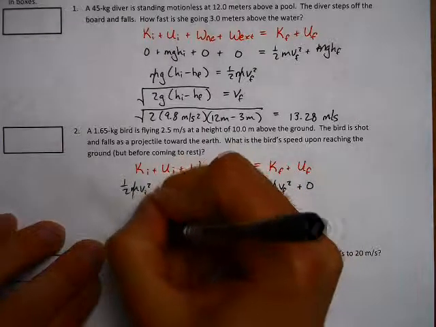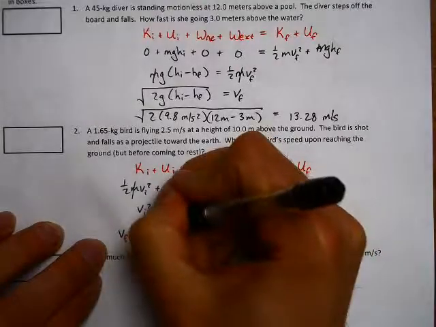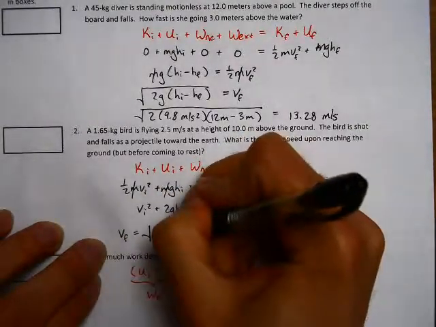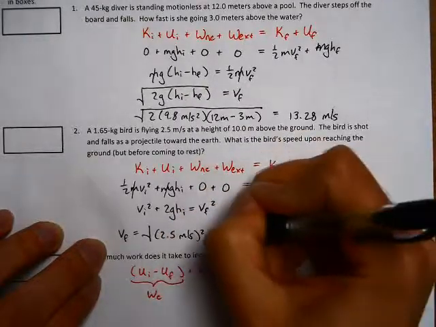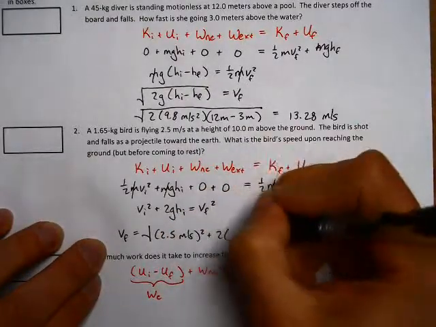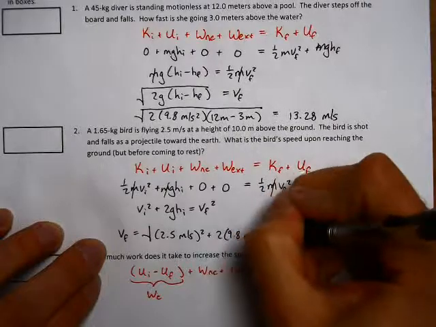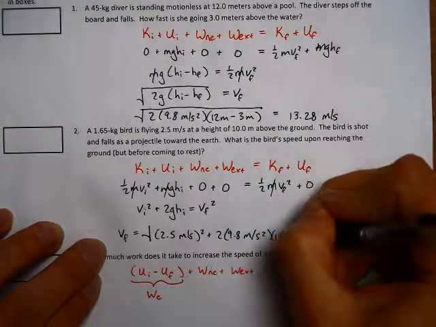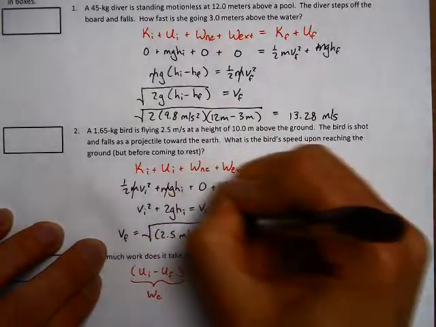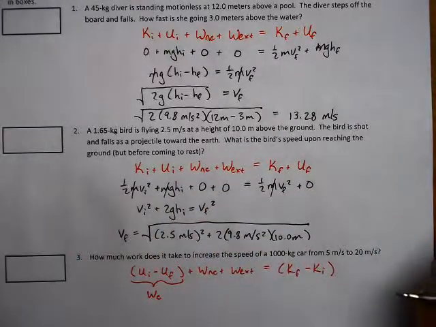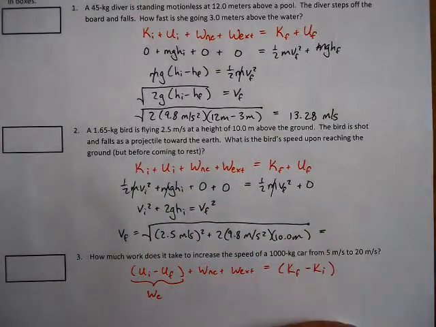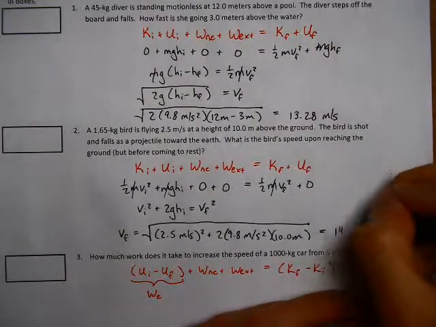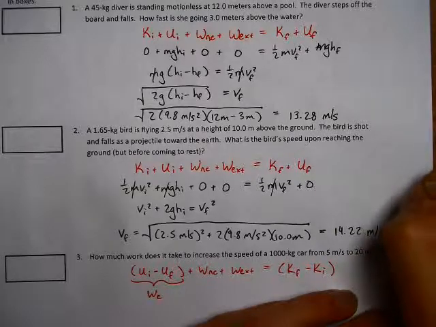That tells us that the final speed is equal to the square root of our initial speed squared, which is 2.5 meters per second squared, plus 2 times g, which is 9.8 meters per second squared, times our initial height, which is 10 meters. When we take the square root of all of that, we get 14.22 meters per second.